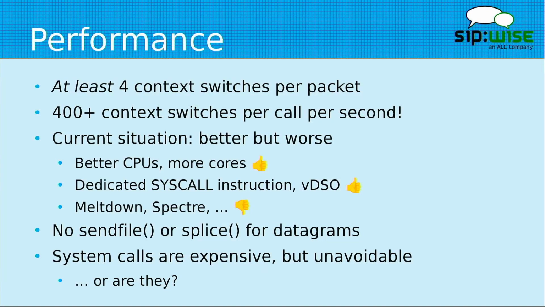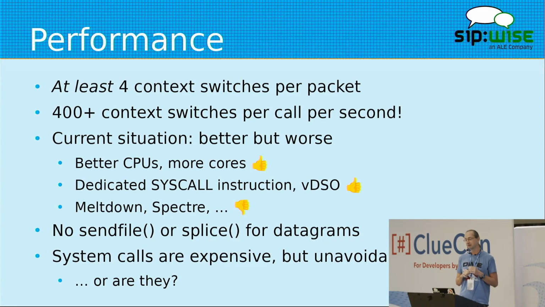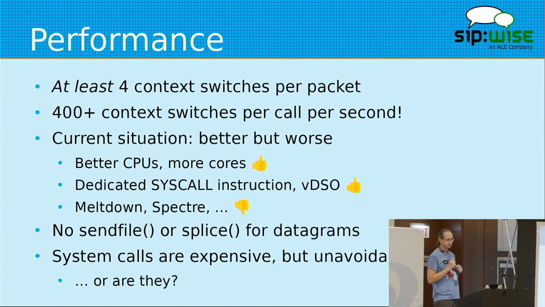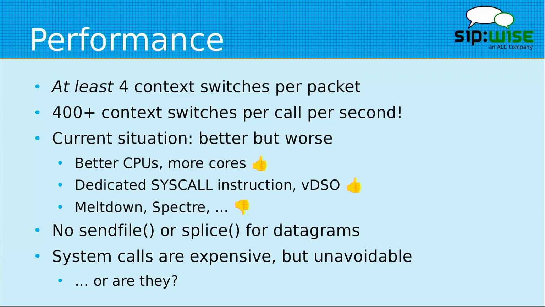So you have at least 4 context switches per packet, and for just one regular VoIP call, that's 400 context switches per second. And if you do the math, 400 times whatever number of calls you have, times how many thousands of CPU cycles it takes just for the context switch. We have math guy here, maybe he can do the math. You'll start to understand where the CPU usage comes from.